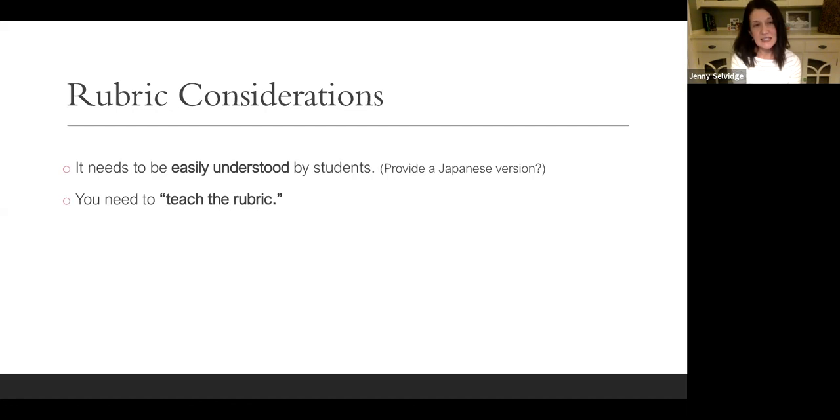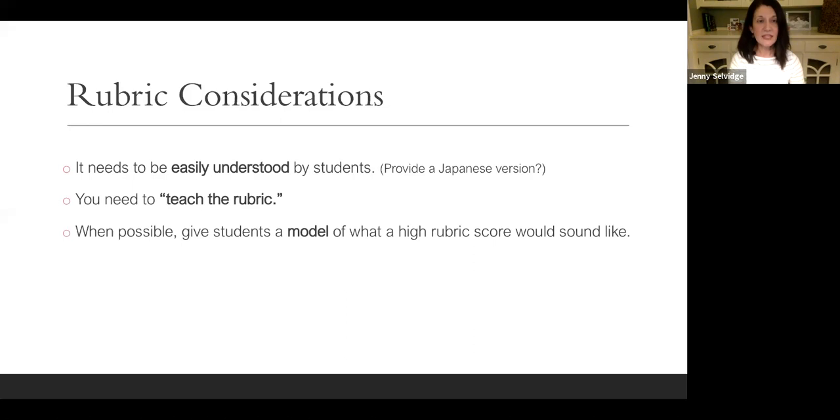The next thing to consider is that you need to spend time teaching the rubric. So I always spend time in my class explaining the rubric, going through the different sections and explaining what is expected. So spend time, because that shows the students that this is important. And then, when possible, give them a model of what a high rubric score would sound like.